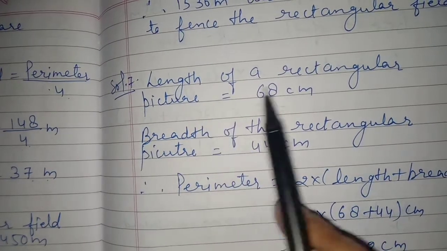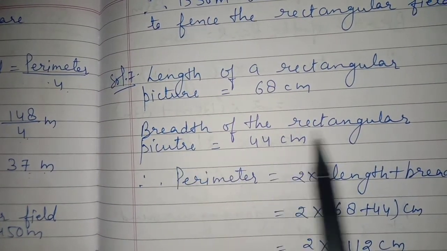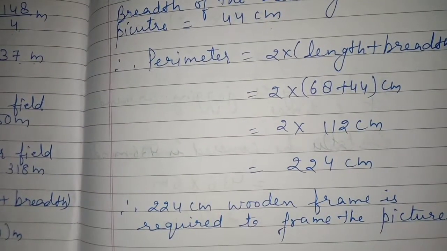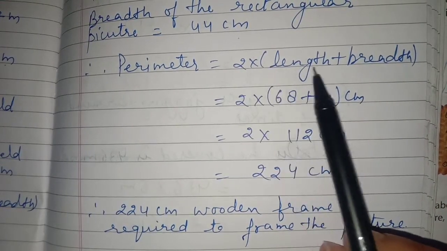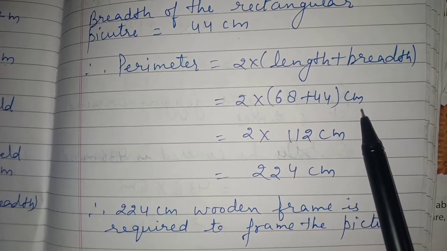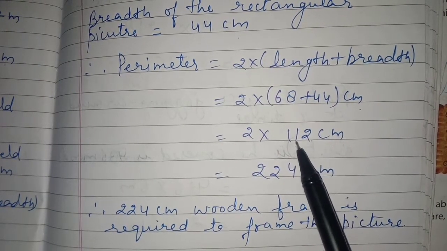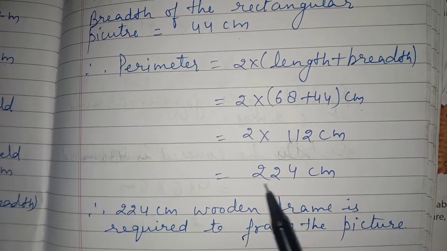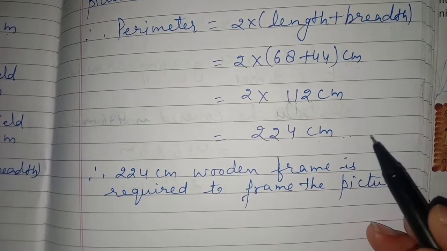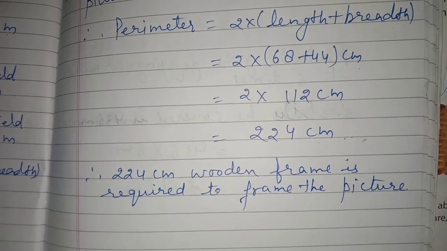So the length of the rectangular picture is 68 centimeter. Breadth of the rectangular picture is 44 centimeter. And how to find the perimeter? That is 2 multiplied by length plus breadth, means 2 into 68 plus 44 centimeter. Now after addition, we will get 112 and we have to multiply it by 2 and we will get 224 centimeter. So this is the length of the wooden frame that is required to frame the rectangular picture.